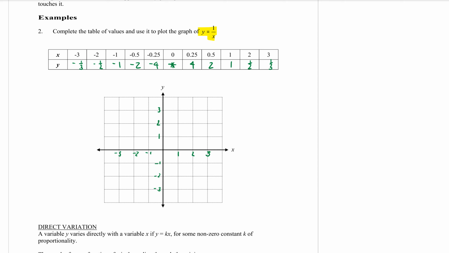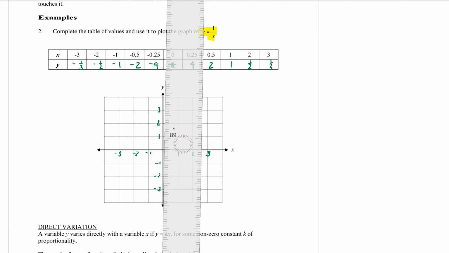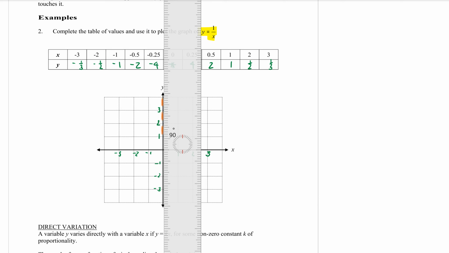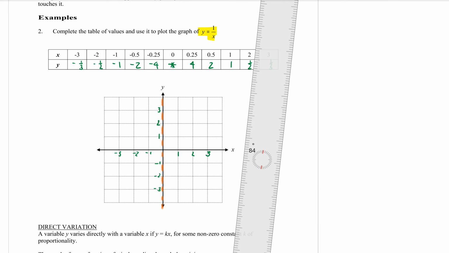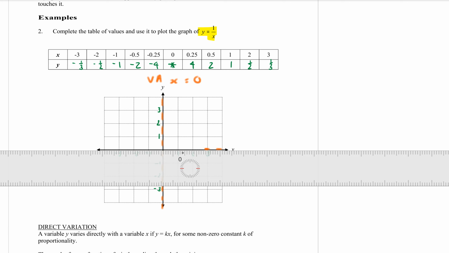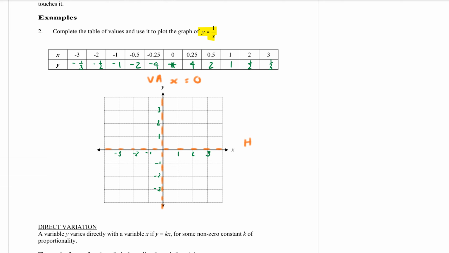Let's put our asymptotes on there first. I know I have a vertical asymptote at x equals 0. So we put VA for vertical asymptote. It's going through the x-axis, so it's x equals 0. The other asymptote that we're never going to get to is y equals 0, as before. So horizontal asymptote y equals 0.